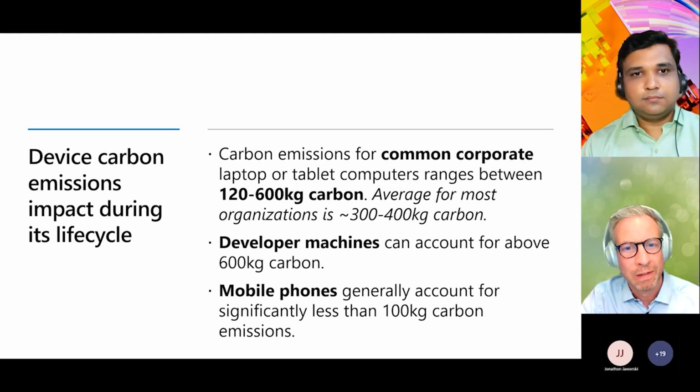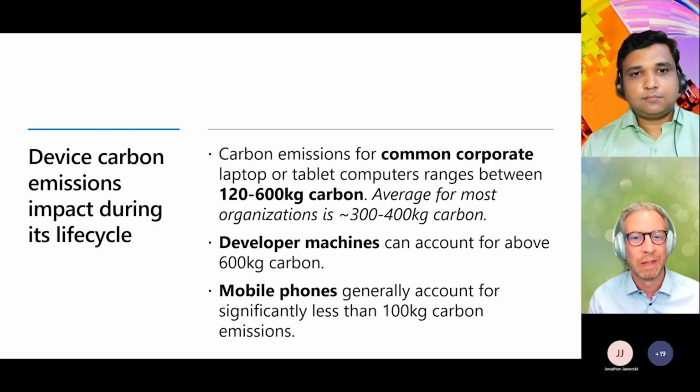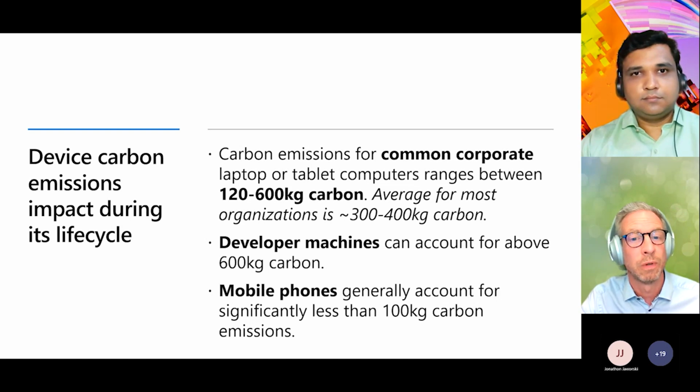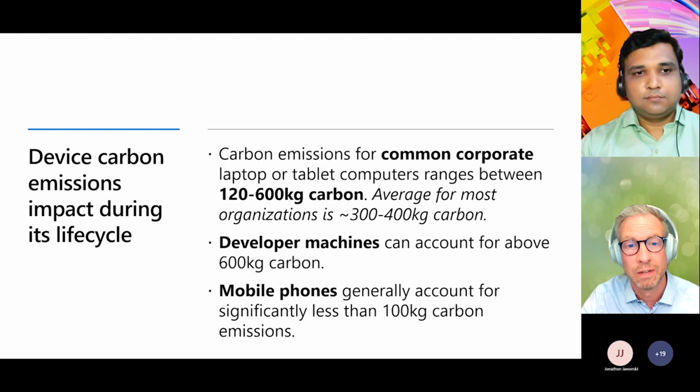And as we are at the Build conference, where we typically have developers as attendees, I must say that developer machines, which are larger, heavier, and more powerful, account for more carbon emissions than a typical average information worker laptop. And it is not unusual that they are above 600 kilos of carbon equivalents.